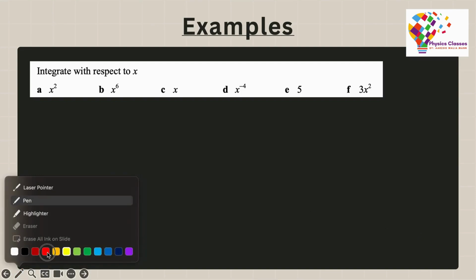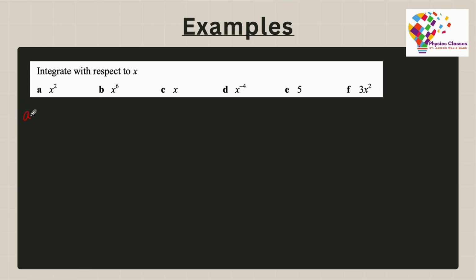The integration of just x means that it is x to the power 1, which becomes x squared by 2 plus c. Then I have x to the power minus 4. So n over here is minus 4. So my answer would be x to the power minus 4 plus 1 by minus 4 plus 1. That becomes x to the power minus 3 by minus 3 plus the constant.